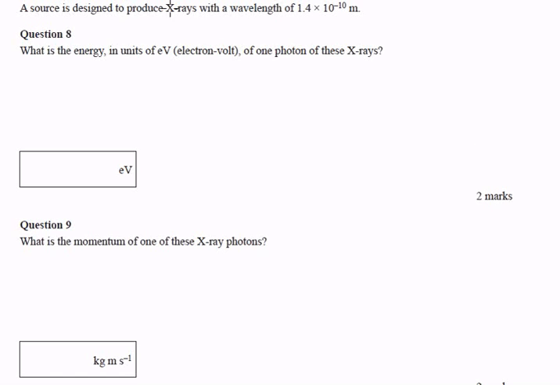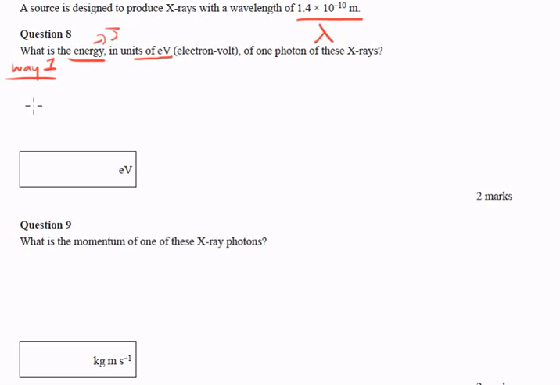Here we have a source designed to produce X-rays with a wavelength of this. What's the unit? What is the energy? And they want it in EV. Normally we calculate energy in joules, but they want it in electron volts for one photon of these X-rays. There's two ways of doing this. Way one. I prefer way one, but you might like way two.